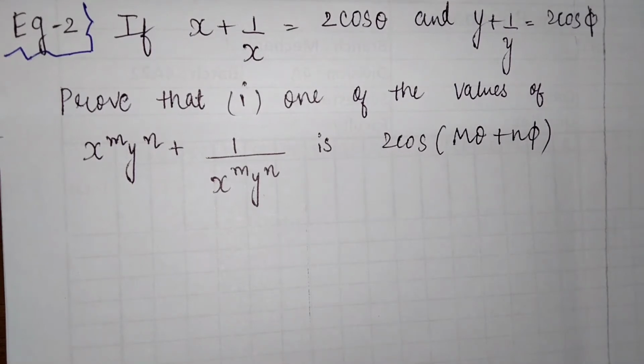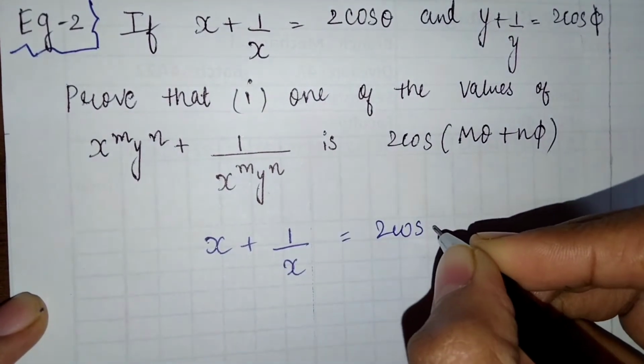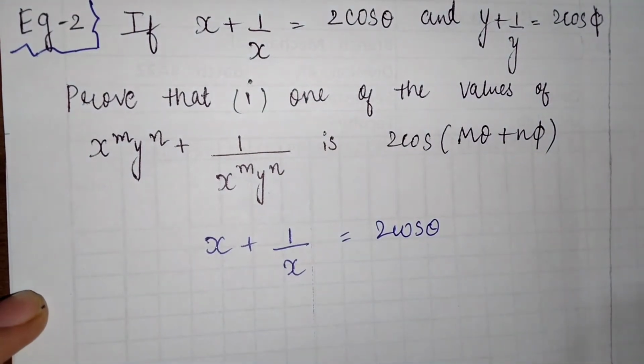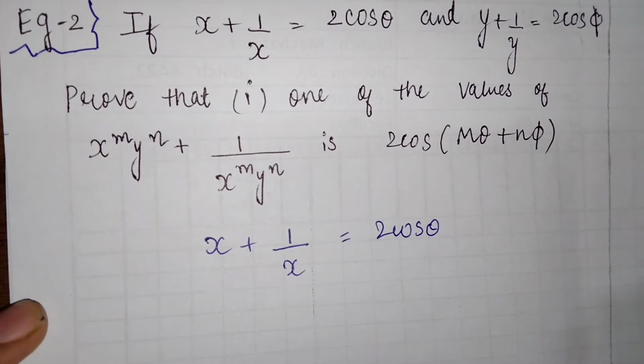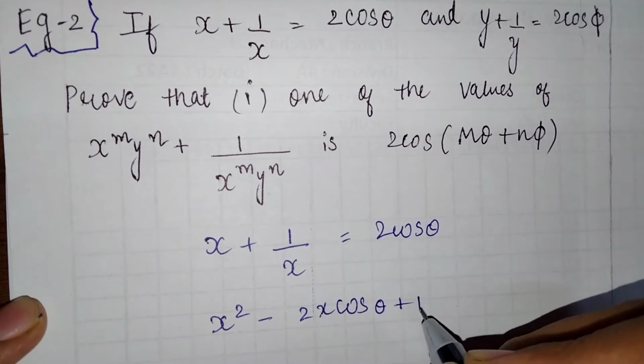So example 2. If x plus 1 by x is equal to 2 cos theta and y plus 1 by y is equal to 2 cos phi, then we have to prove that one of the values of x raised to m into y raised to n plus 1 upon x raised to m into y raised to n is equal to 2 cos (m theta plus n phi). Okay, so first of all we have to convert this equation into the quadratic form and we will get the roots of the equation, that is x square minus 2x cos theta plus 1. We can rewrite this equation as this.